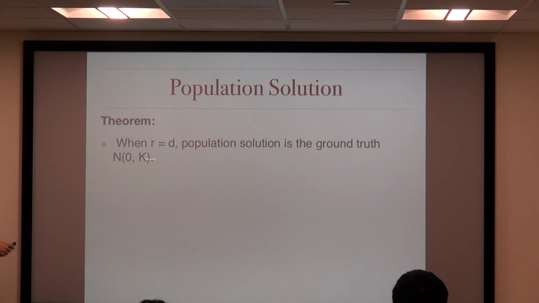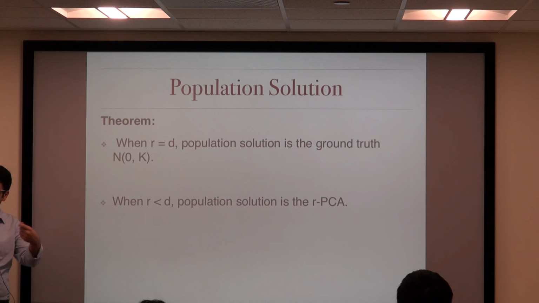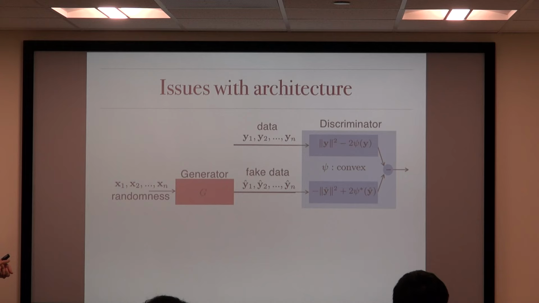When R is equal to D, it recovers the ground truth, maximum likelihood solution. And when R is smaller than D, it recovers the PCA solution. These are the solutions that I really wanted from my GAN architecture. Okay. But it has a problem.